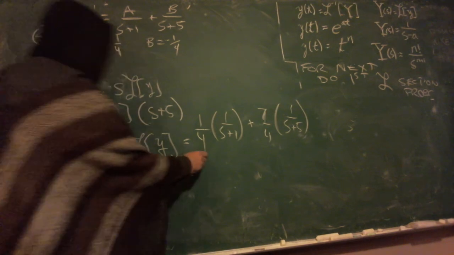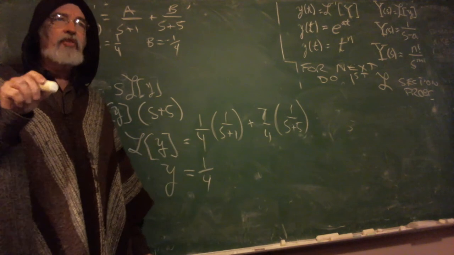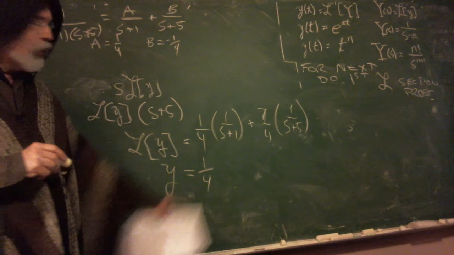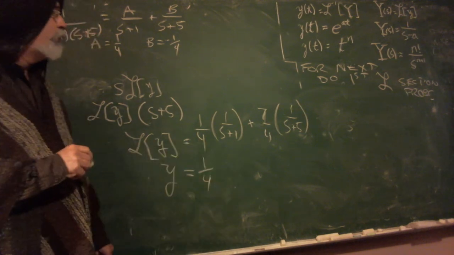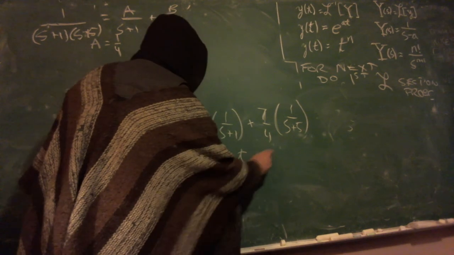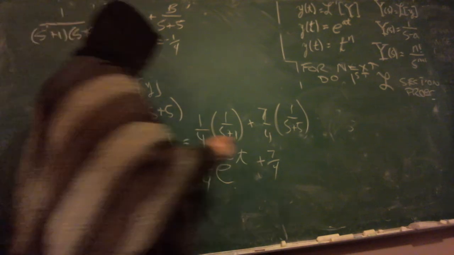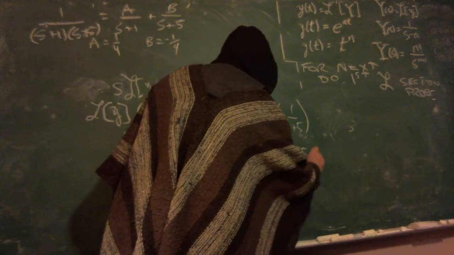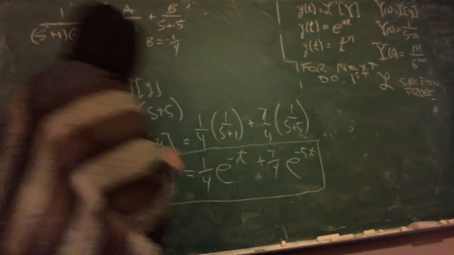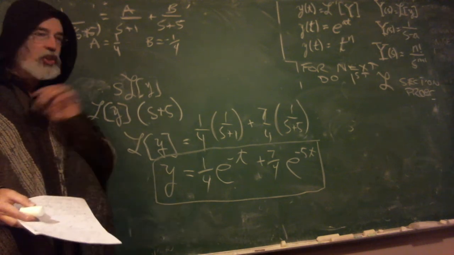Now I can hit this with the inverse Laplace transform. Y equals 1/4. Wait a second. A linear transform's inverse is still linear. So the 1/4 just sticks around out front. 1/4 inverse transform of 1 over s plus 1, that's e to the negative t, plus 7/4. Now I got to do that one, that's e to the negative 5t. And we are done, ladies and gentlemen. That's actually the answer. And you can check it in the differential equation. I'll leave that to you, but the check's beautiful.